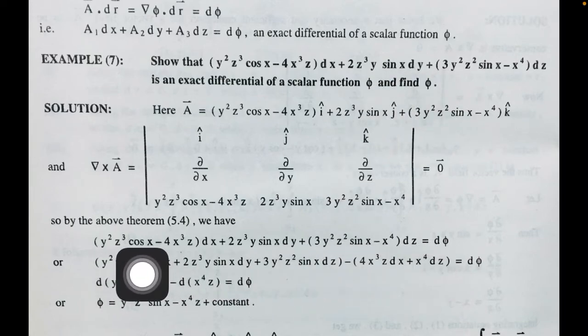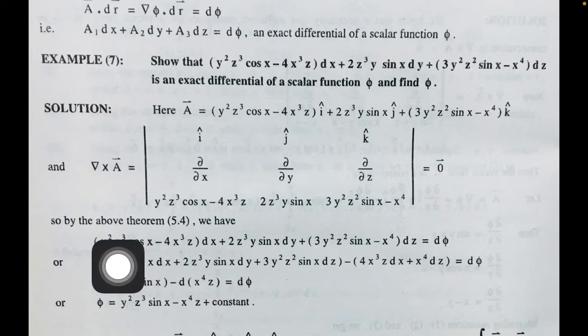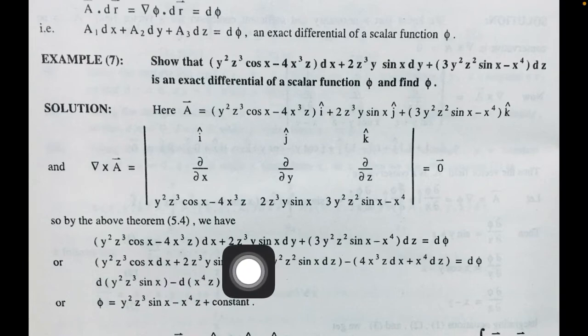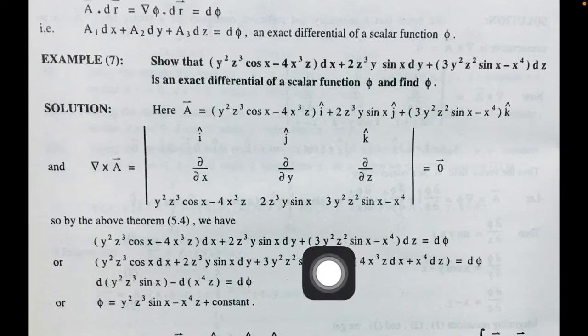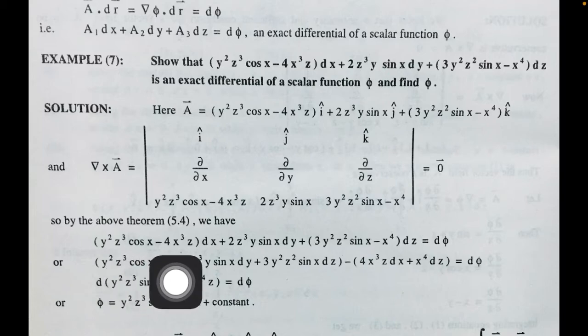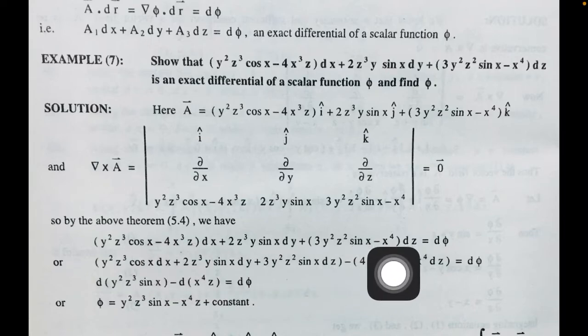And in the next step, multiplying dx with this whole term, I separate the terms: y² z³ cos x dx, then 2z³ y sin x dy, then 3y² z² sin x dz in the first three terms. And in the next step I write minus 4x³ z dx minus x⁴ dz here.